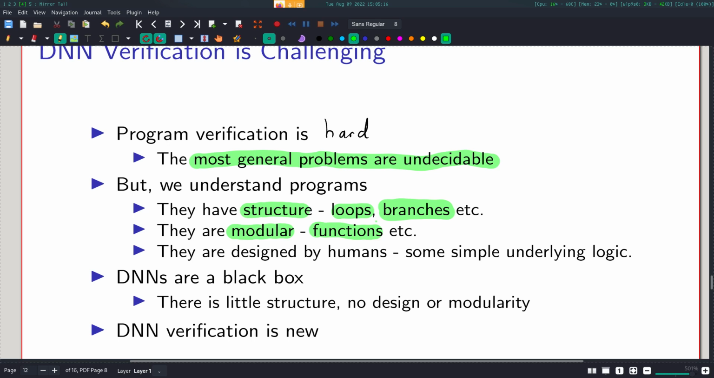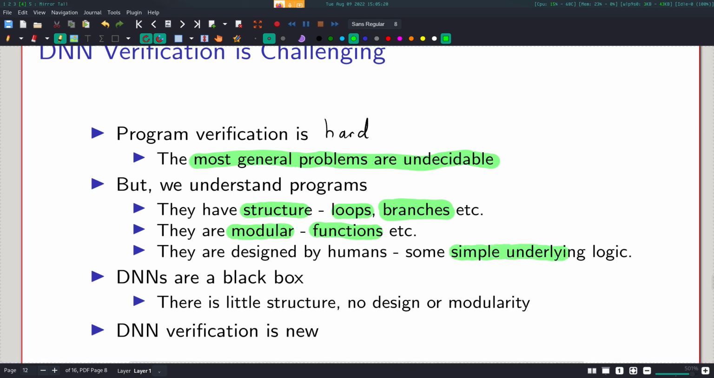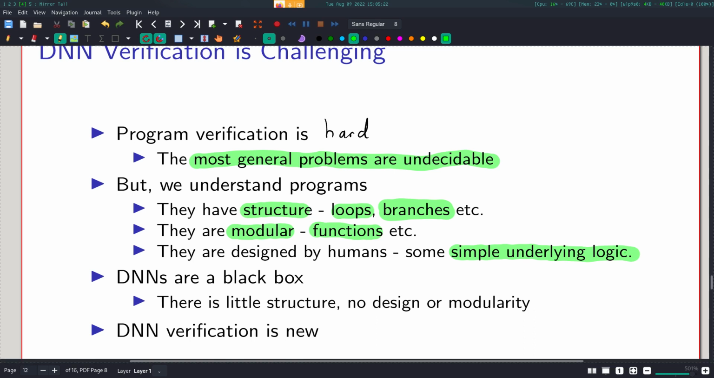Finally, programs are designed by humans. So if you take any program that was written by someone, it will have some simple underlying logic, because somebody came up with it, right? The person who came up with it had some logic. And since humans can only come up with so many programs, you can get really good heuristics and techniques that handle programs that use a certain kind of logic very well, right?